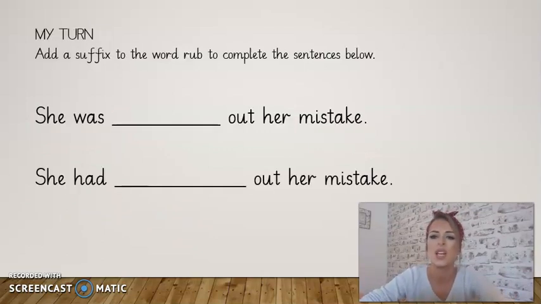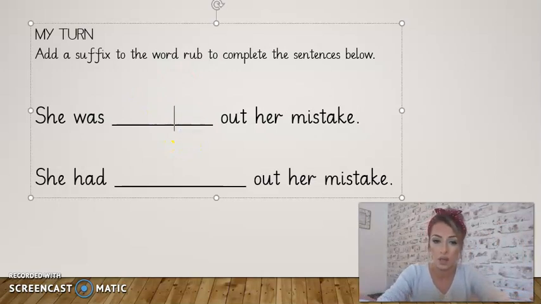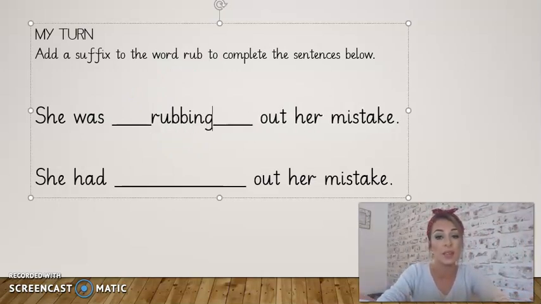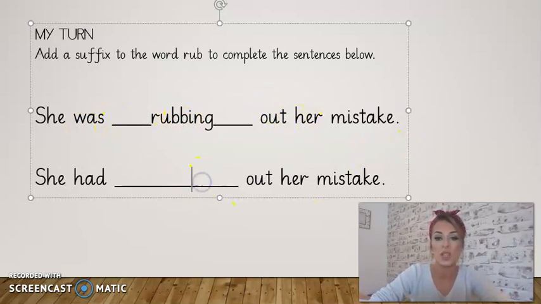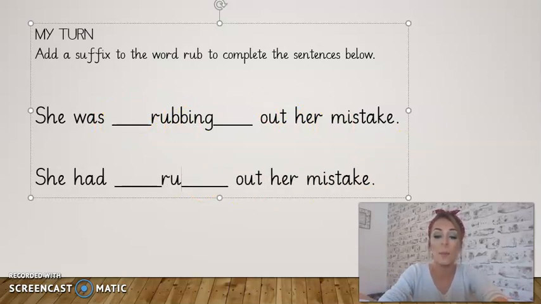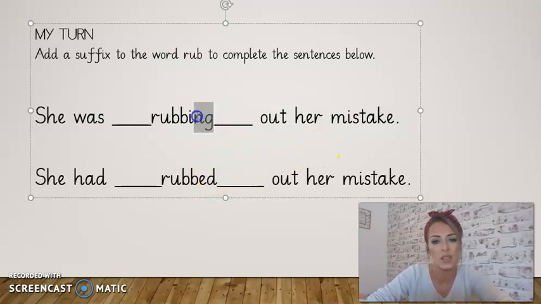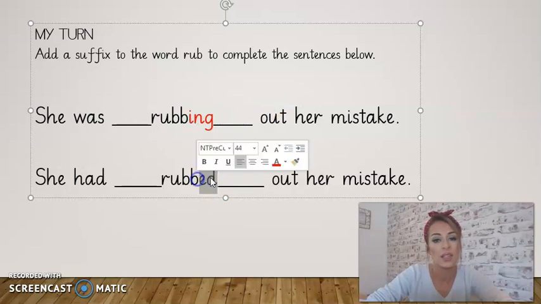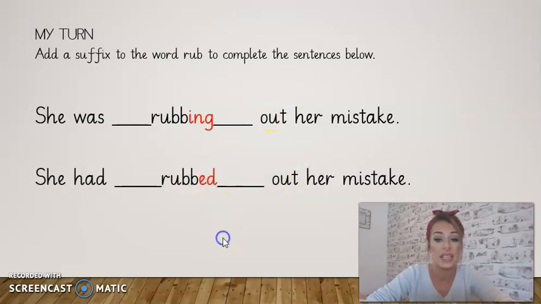Okay. This one is my turn. It says add a suffix to the word rub to complete the sentences below. So I have to use rub in my answer. Can you see it here? Rub. But I have to add a suffix. So I have to add something on the end of the word rub. So this one is rubbing. And it says she was rubbing out her mistake. And this one down here has she had rubbed out her mistake. So can you see here I've added the ing suffix, and here I've added the ed suffix.